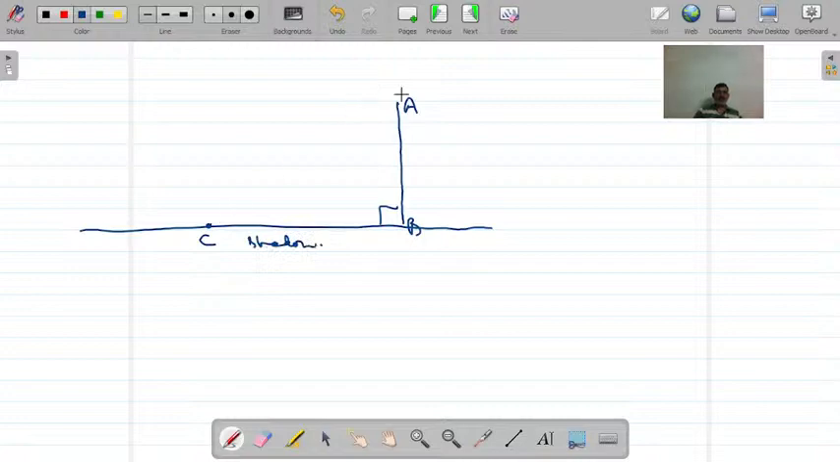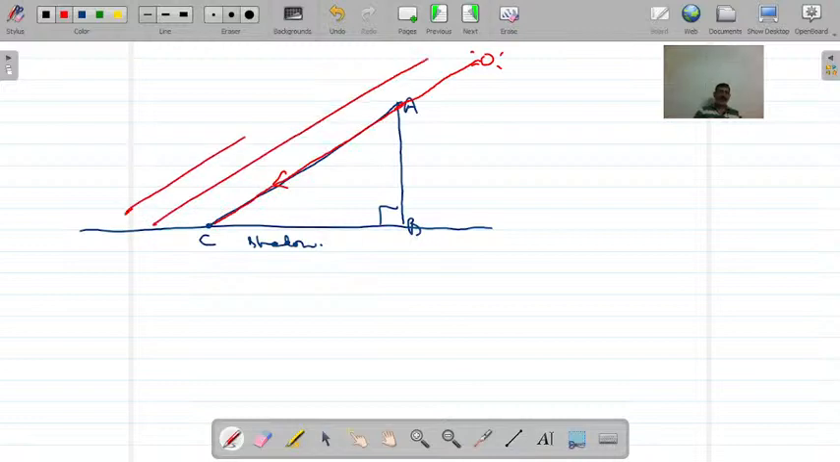Now here you can see that somewhere the sun will be here like this, and the sun's ray is going like this. Of course, we know that all the sun's rays are parallel like this. They are parallel, because it is from the direction of the sun. Now here the sun ray, this is the ground.